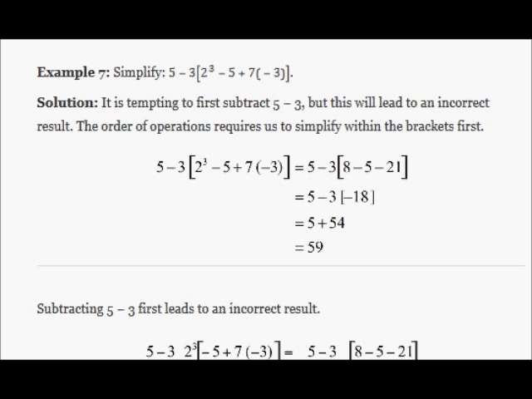Or if you want to think of it as positive 3, maybe we should think of it as positive 3. Okay, so positive 3 times negative 18 is negative 54. Now we're going to subtract 5 minus negative 54, which is the same as 5 plus 54 because the negatives cancel out. So 5 plus 54 is 59.